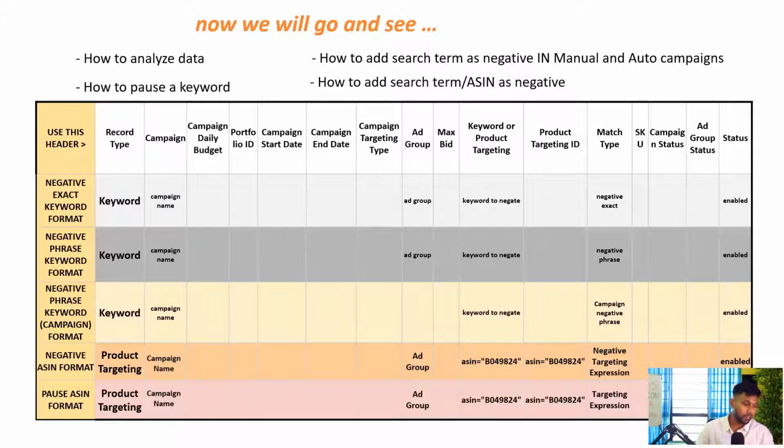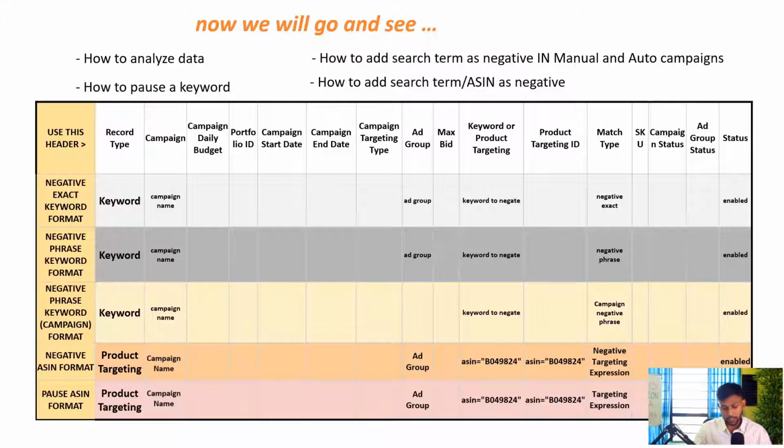The next thing that you have to fill, now we are filling for negative exact targeting when we have to negative exact one search term, is the ad group name. Below ad group, you have to write the ad group name. Now from where will you get it? You will get it from the search term report.